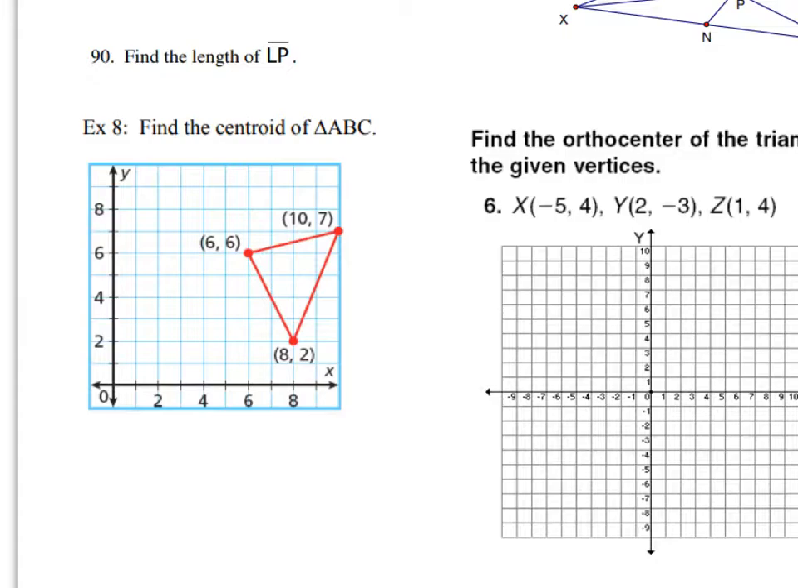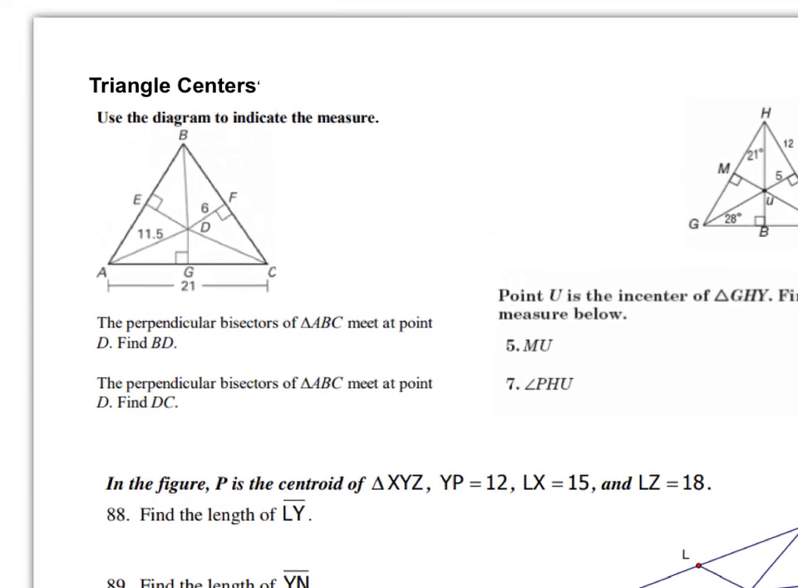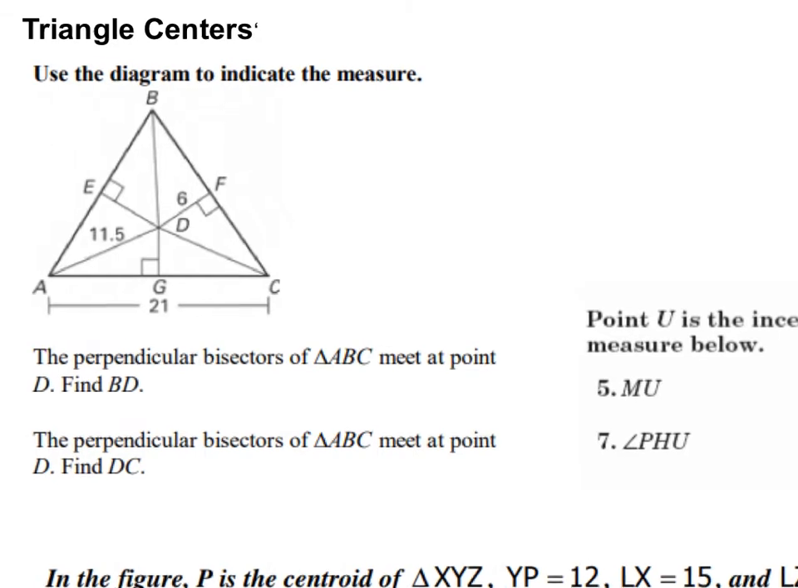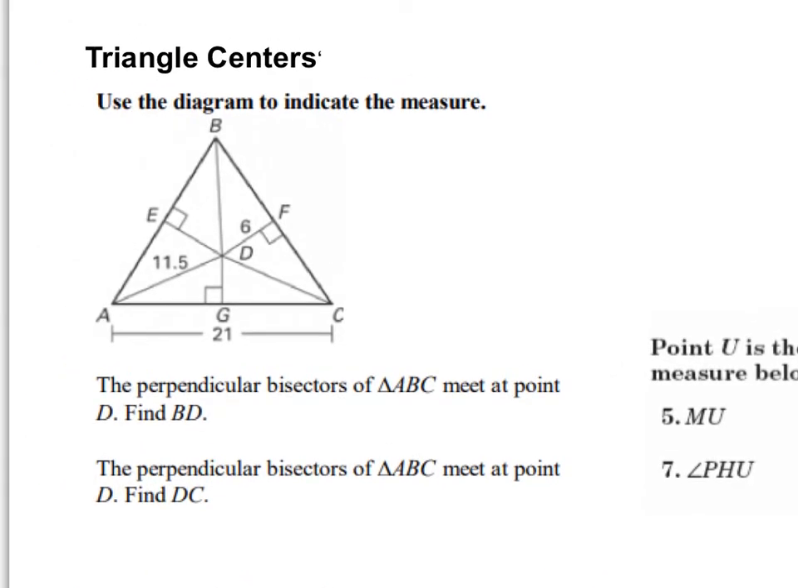All right, now let's talk about the centers, where these different things are crossing and their properties. So the first diagram is talking about perpendicular bisectors, and the first thing it wants me to do is find BD. So that's this right here. So that's going from the vertex to the circumcenter, and the distance from the vertex to the circumcenter is congruent. So I just need to find another one of those same distances, which is 11.5.